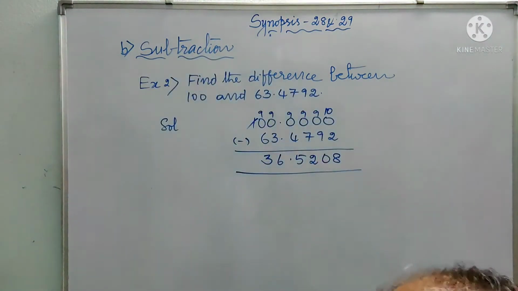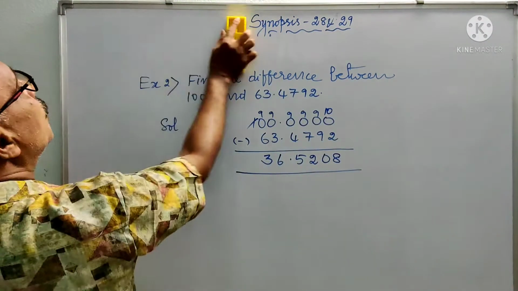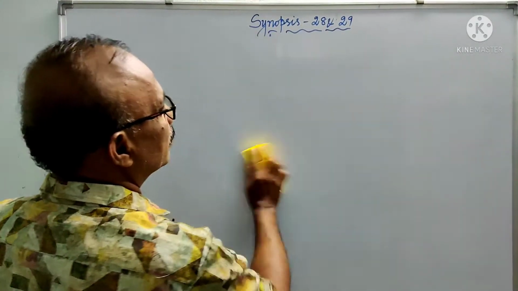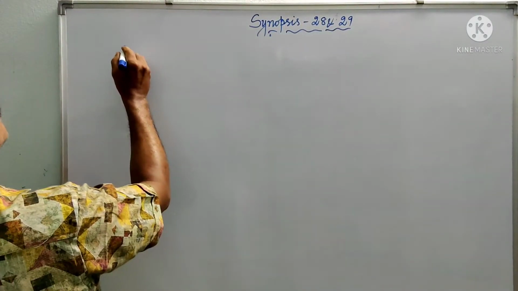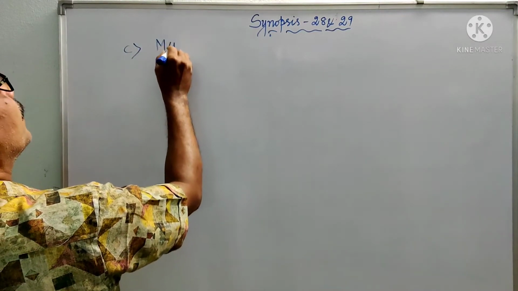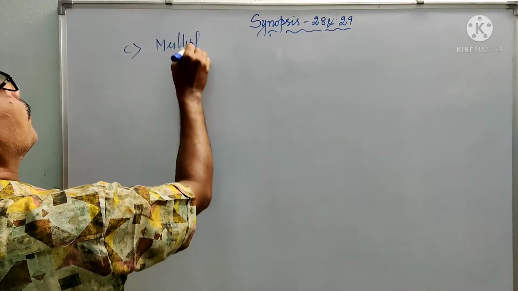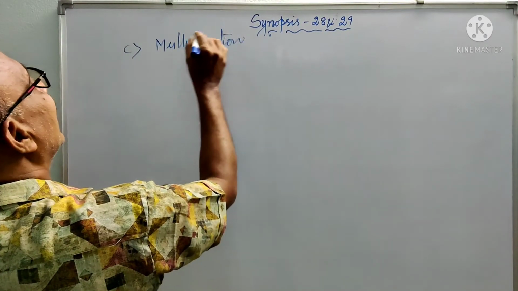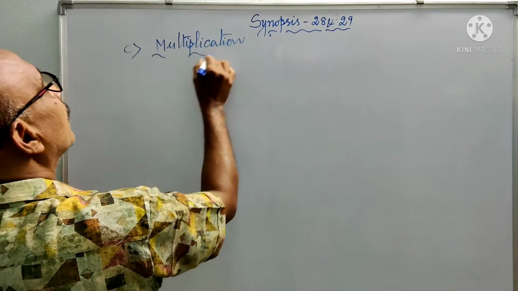So after subtraction, what is the next operation? You all know very well, and it is multiplication. So let us see how to perform multiplication in decimals.